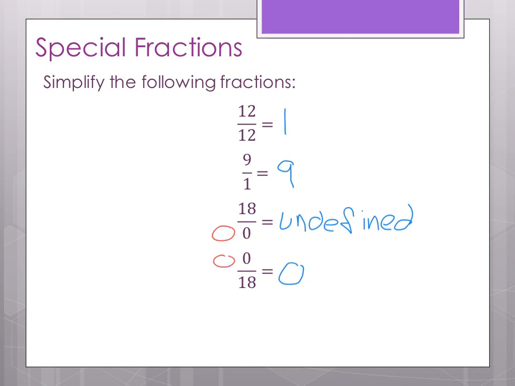If we have 0 on the bottom, that's a big NO. We can't divide by 0. Okay? But if we have 0 on the top, that's OK. So 0 on the bottom is no reading down, and 0 on the top is OK reading down. And hopefully that trick will help you to remember which fractions are undefined and which are possible but equal 0.